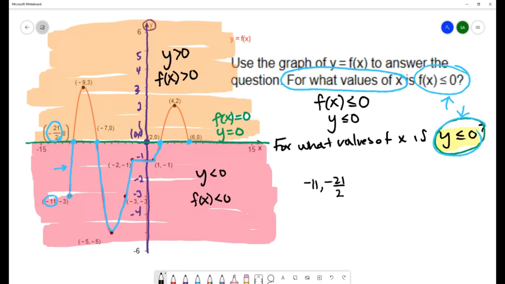And with interval notation, we need to decide whether we're using a parenthesis or a bracket. And remember the meaning of the parenthesis and the bracket. The parenthesis means that that number is not included in the set, and the bracket means that it is. So remember, this one had an open circle, and this one has a closed circle. So we're going to include the closed circle. So we're going to put a bracket on the negative 21 over 2, but a parenthesis on the negative 11.